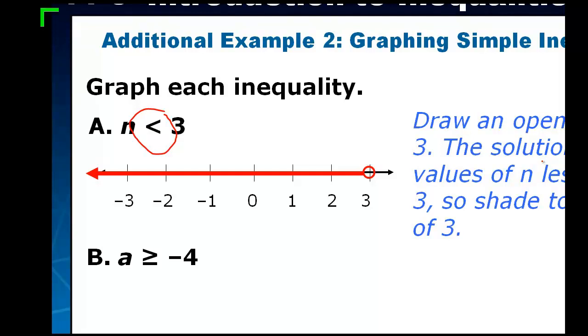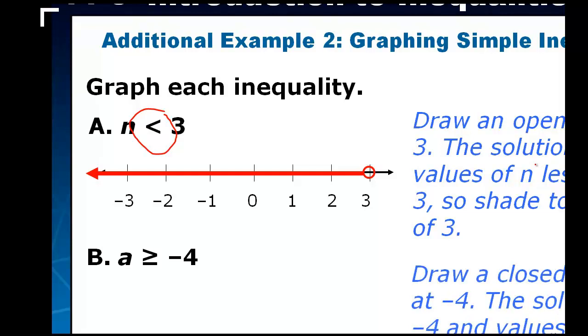Question B. a is bigger than or equal to -4. So I will draw a closed circle. Why closed circle here? Because here I have equals. Bigger than and equals. Okay.